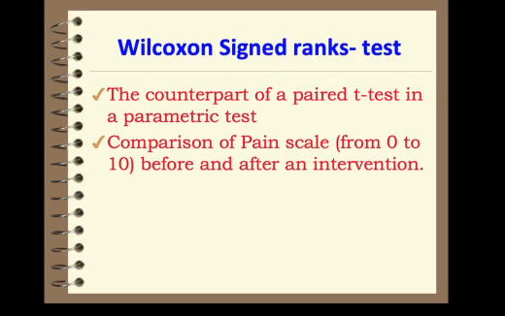Now, an example of a Wilcoxon Signed ranks test. As we told you, Wilcoxon Signed ranks test is the counterpart of a paired t-test in a parametric test. So, for example, if we are talking of comparing pain scale from 0 to 10 before and after an intervention, you're talking of the same sets of participants. You measure the pain scale before an intervention, you give an intervention, and then after the intervention, you measure the pain scale again, and that's Wilcoxon Signed ranks test.